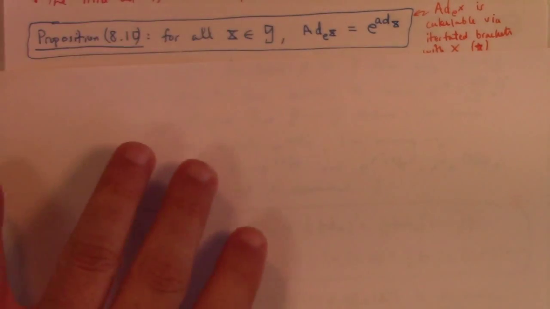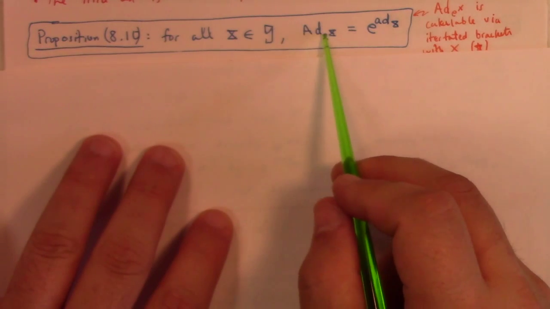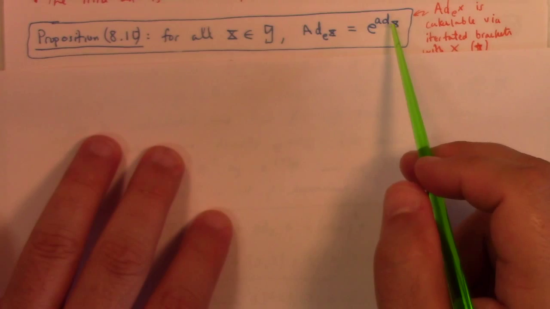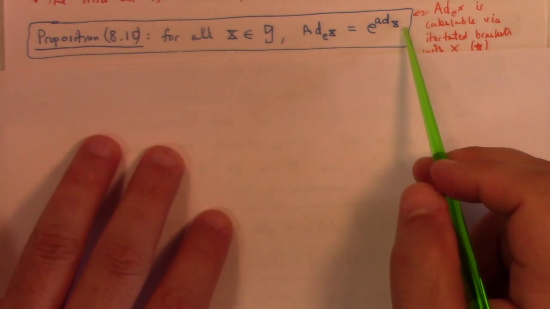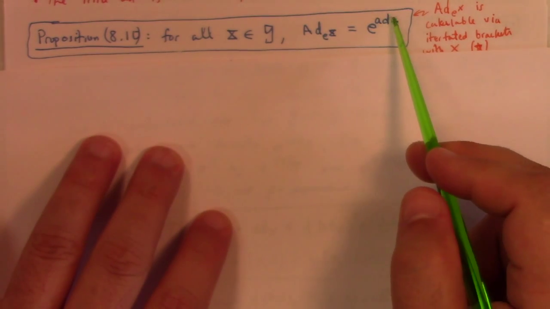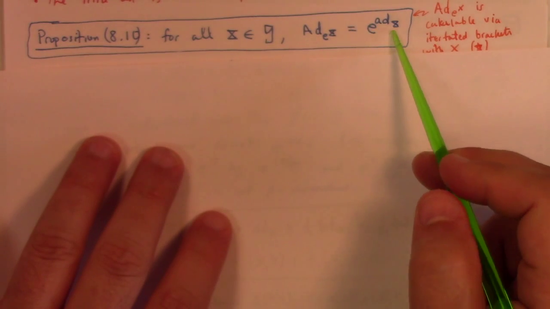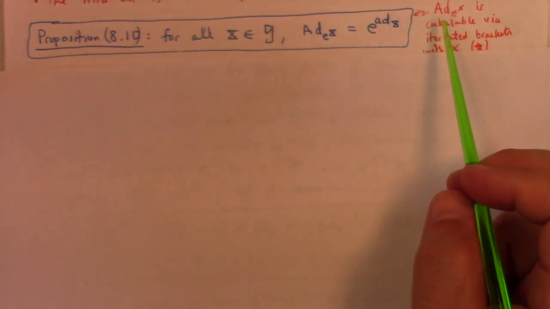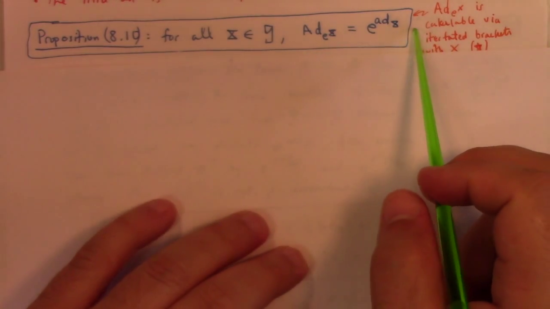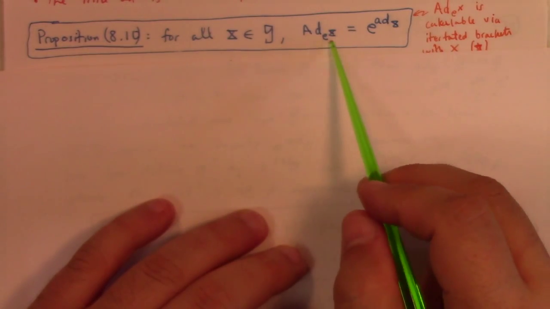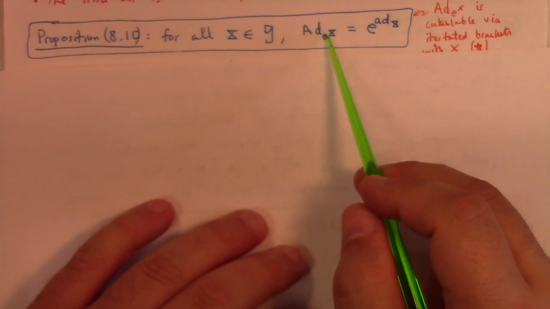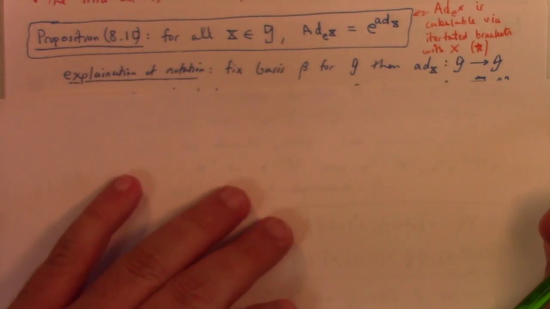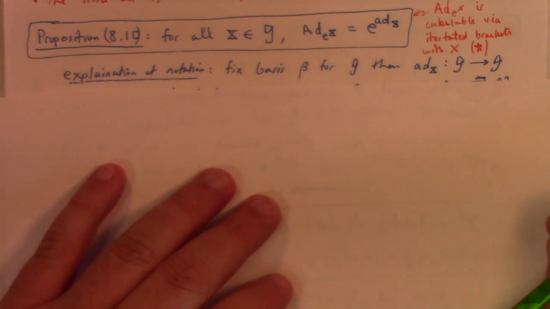Proposition: for all X in the Lie algebra, the big adjoint of e to the X is the exponential of the little adjoint of X. Now here this is the exponential of a linear transformation, so this is understood as a series of composites of the linear transformation ad of X with itself. On the flip side, this is conjugation by the e to the X map. All right. Well, anyway, the notation is explained below.